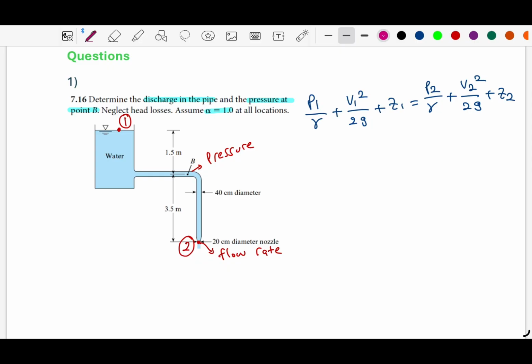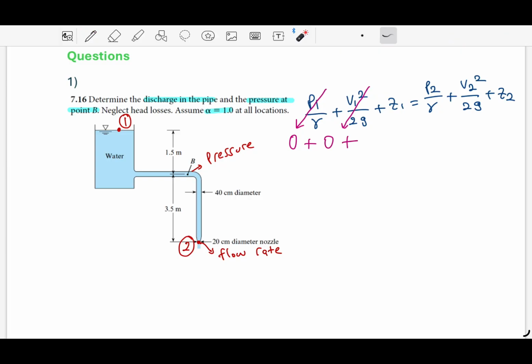First of all, we will not have a pressure term at point 1 because this is open atmosphere, so we can assume zero pressure here. Additionally, we will not have velocity here because you can think of this as a large tank and our reference point is the surface of this tank. So there will be some minor velocity here, but since this is mostly fixed, we can neglect it and take 0 as the velocity here.